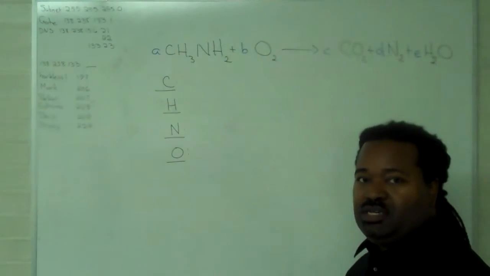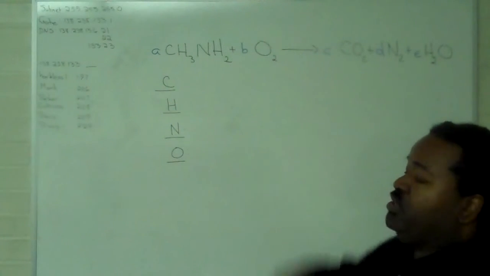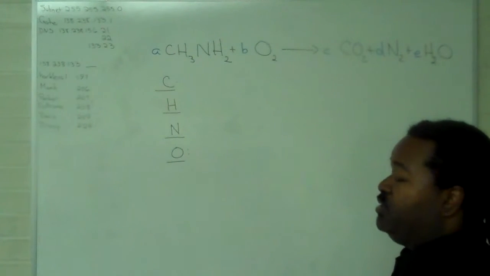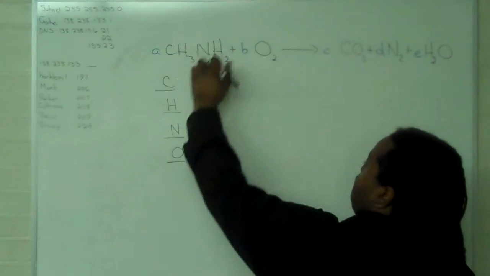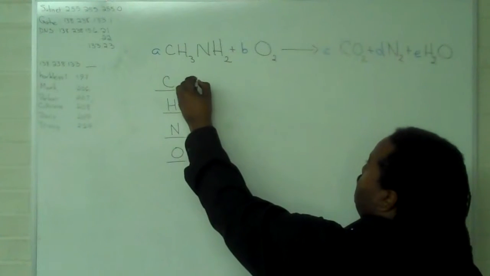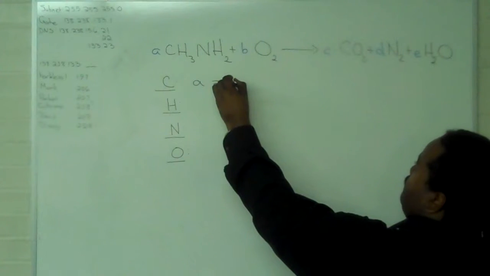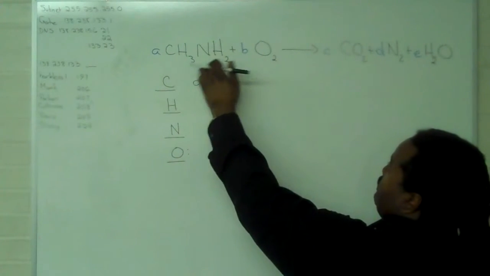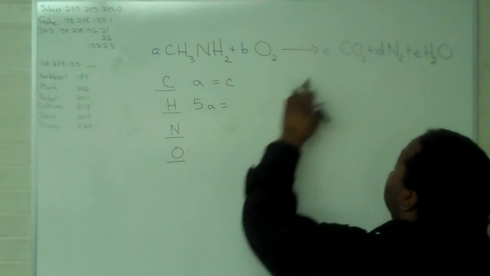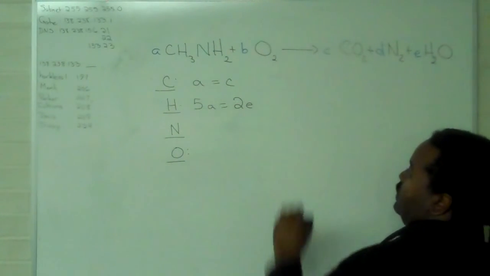We'll take advantage of what we know from the stoichiometry of the individual molecules, as well as what we know about how the coefficients work, and use that to develop our equations. However many of these molecules I have, each one will give me one carbon. So that gives me A equals C. For the hydrogens, I will have 5 hydrogens per molecule, and I have 2 hydrogens, so 5A equals 2E.